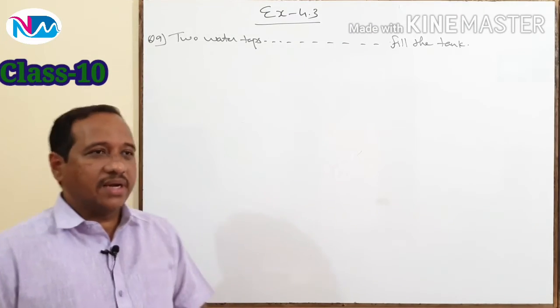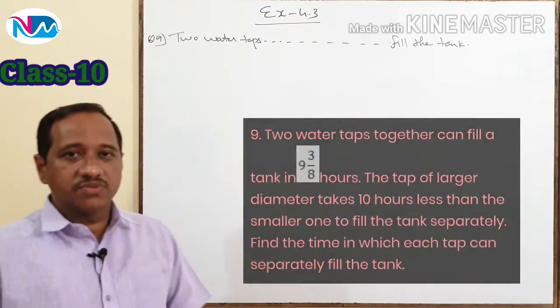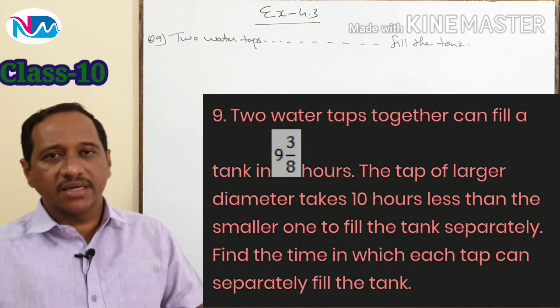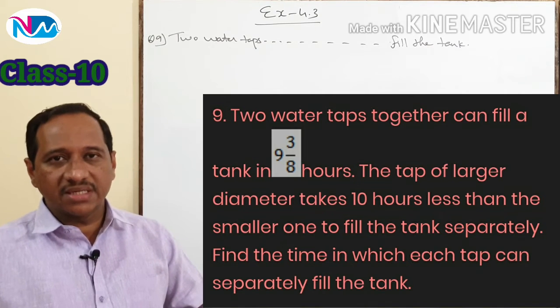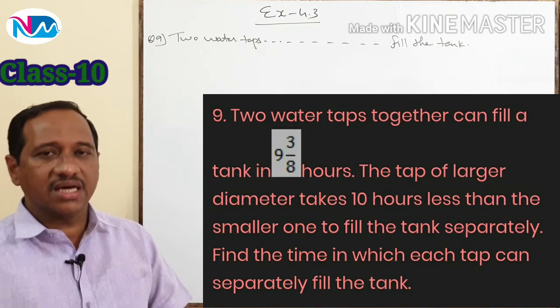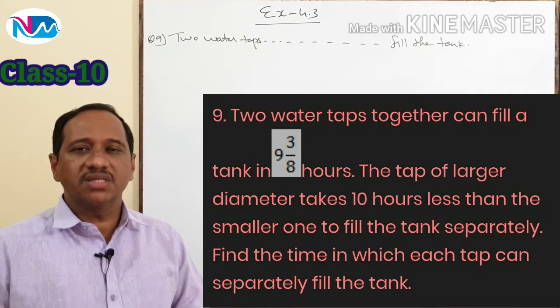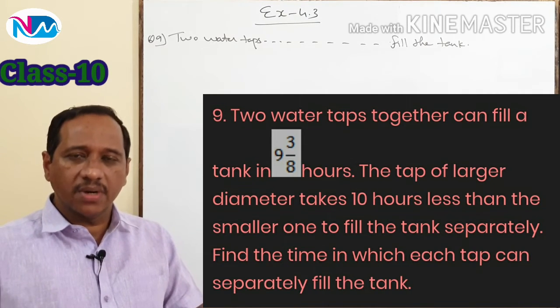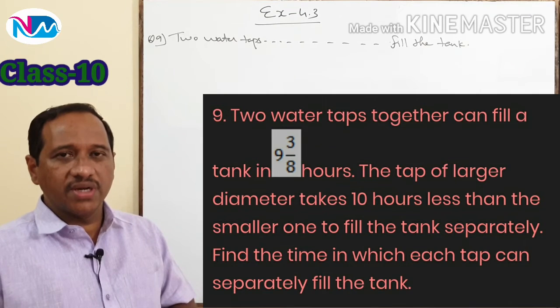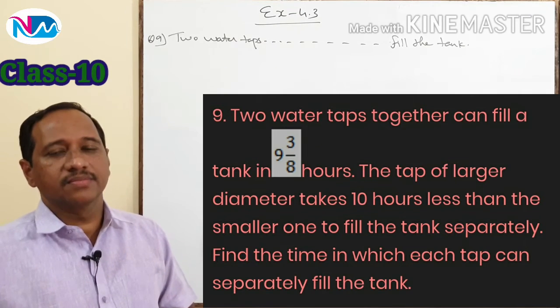Now look at question number 9. Two water taps together can fill a tank in 9 3/8 hours. The tap of larger diameter takes 10 hours less than the smaller one to fill the tank separately. Find the time required by each tap to fill the tank separately.